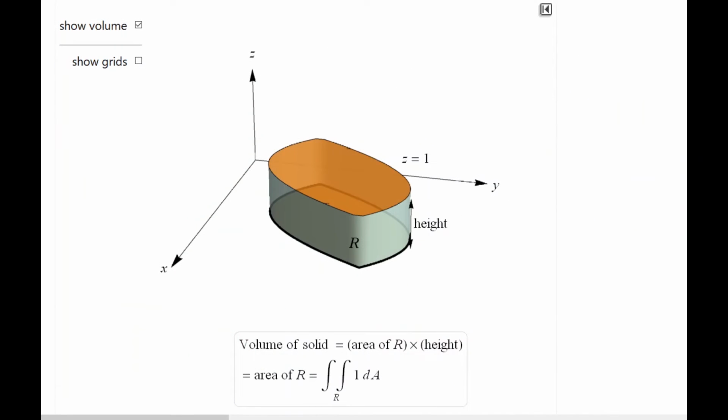Here we see another visualization of this concept. Notice here that the height is equal to 1. Our function of two variables is just equal to 1. And because a volume is the area times the height, well, if the height is 1, then the volume coincidentally is also equal to the area. And so we could use double integrals to compute areas of regions if we let our integrand equal 1.